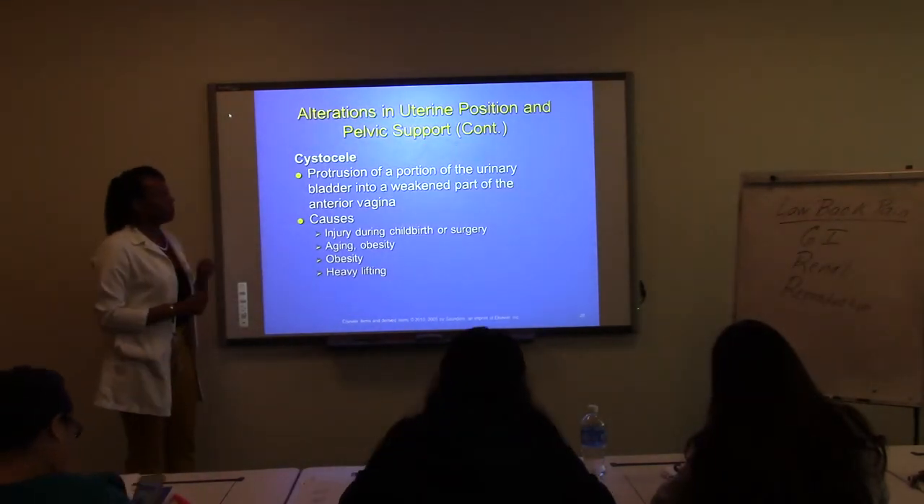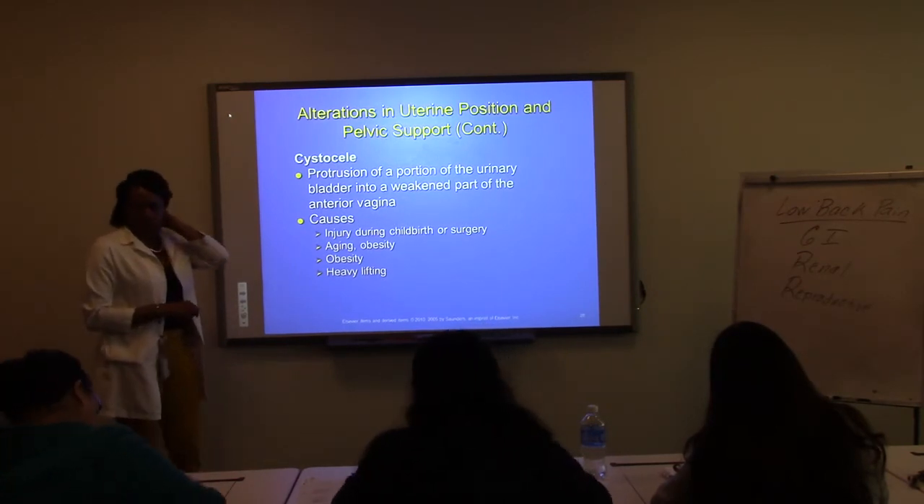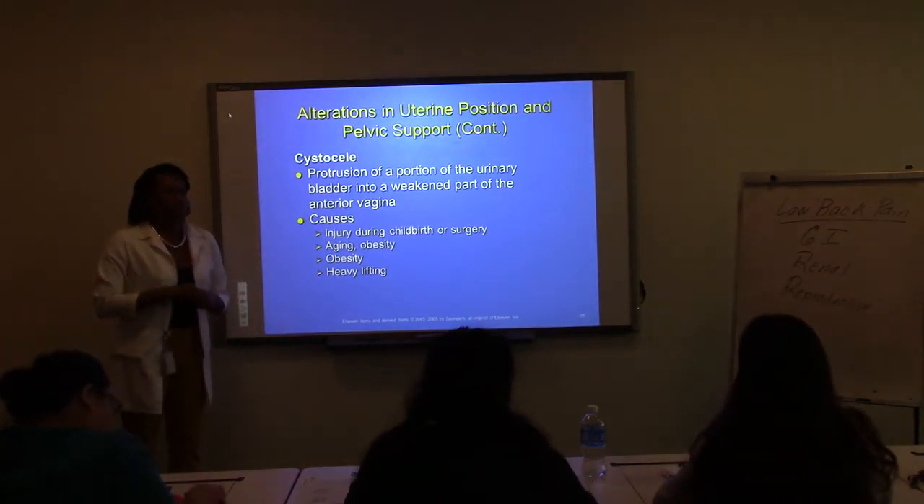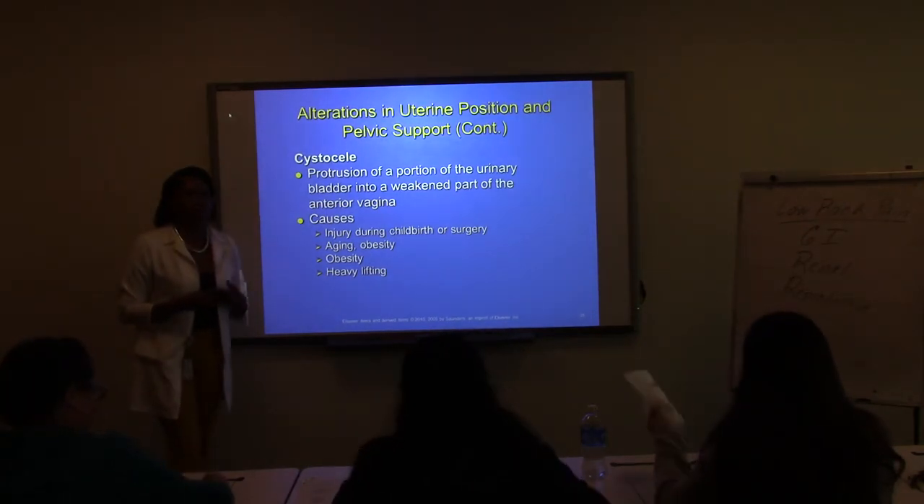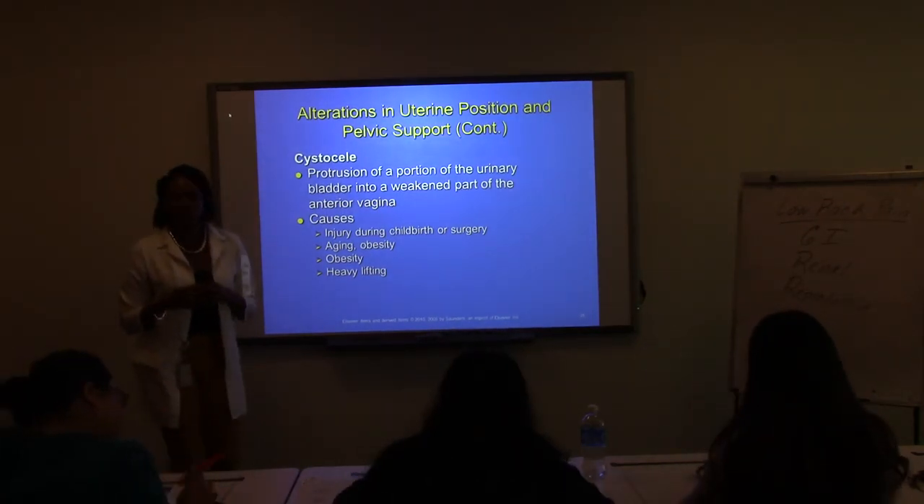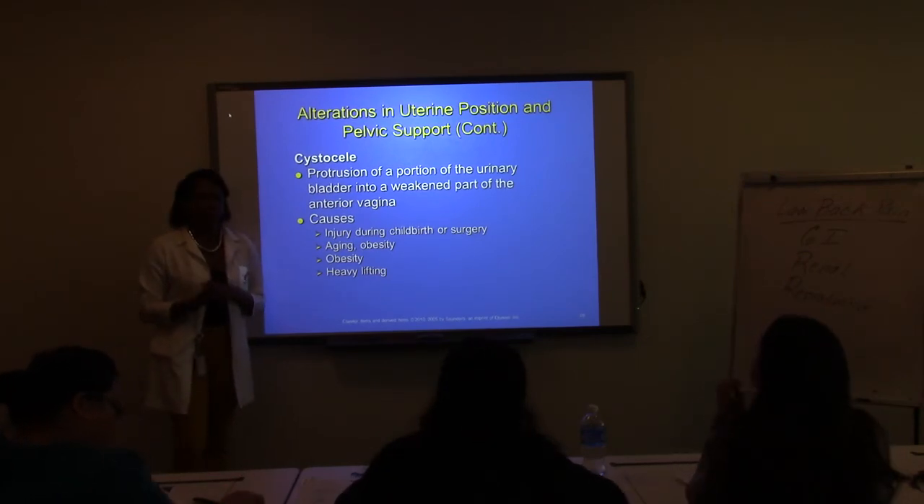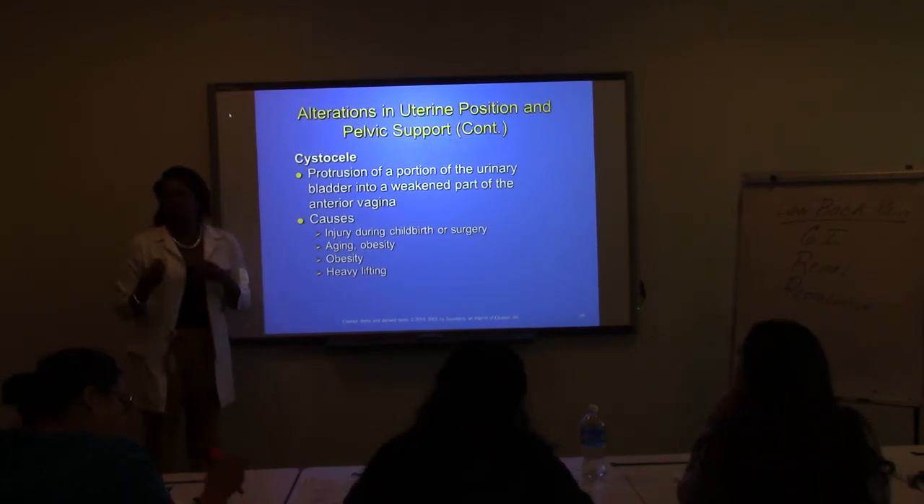Okay, so more protrusions: cystocele and rectocele. So believe it or not, there is a situation where the urinary bladder can actually protrude through the vagina, and then the rectum can protrude through the vagina.